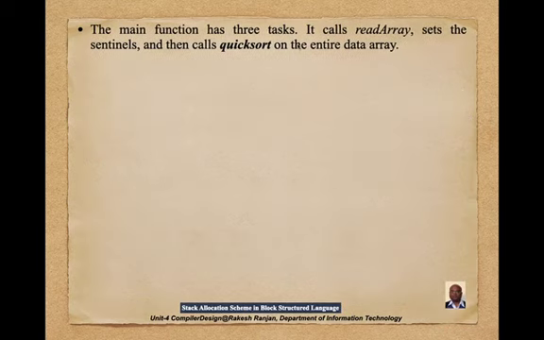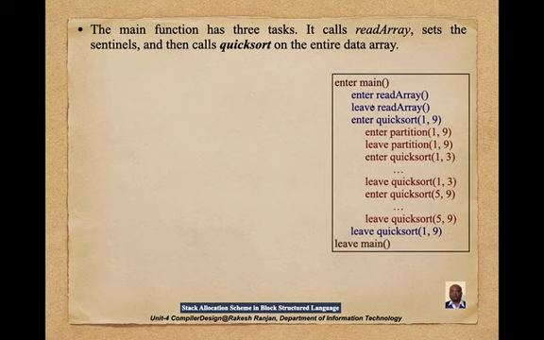Now the main function has 3 tasks. It calls read array, sets sentinels, and then calls quicksort on the entire data array. So what it will do: we have a main function, and it will enter the read array function, then leave the read array function, then call quicksort 1 comma n. Now enter partition 1 comma 9, leave partition 1 comma 9, and then it will enter quicksort 1 comma 3 because it is already partitioned 1 to 3.